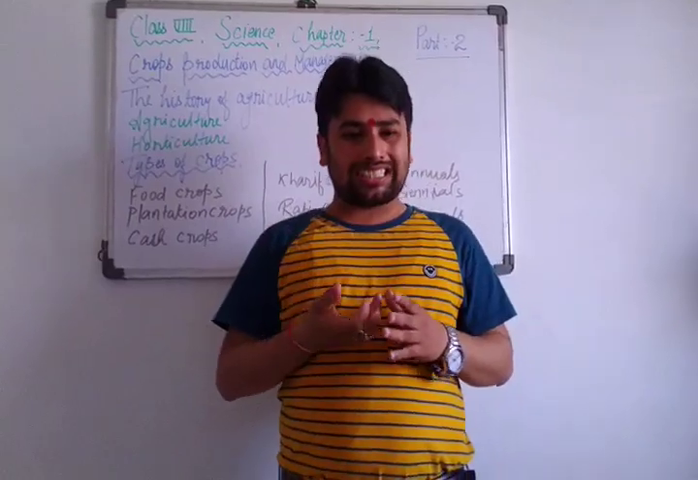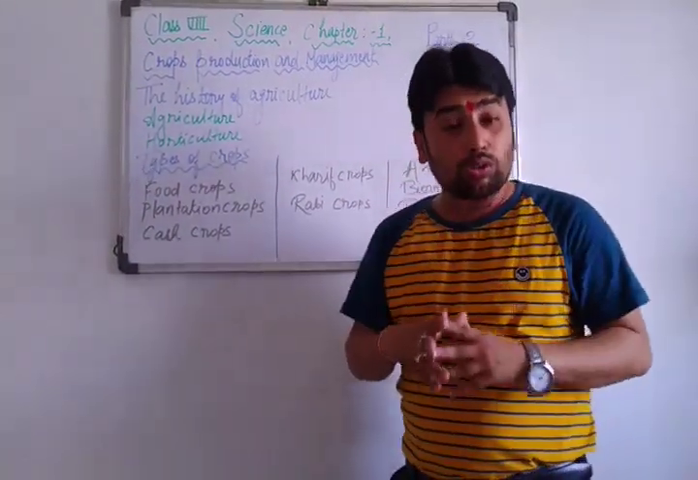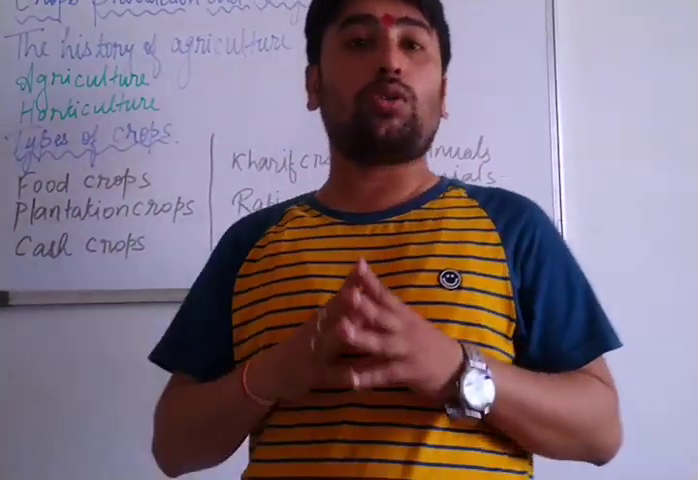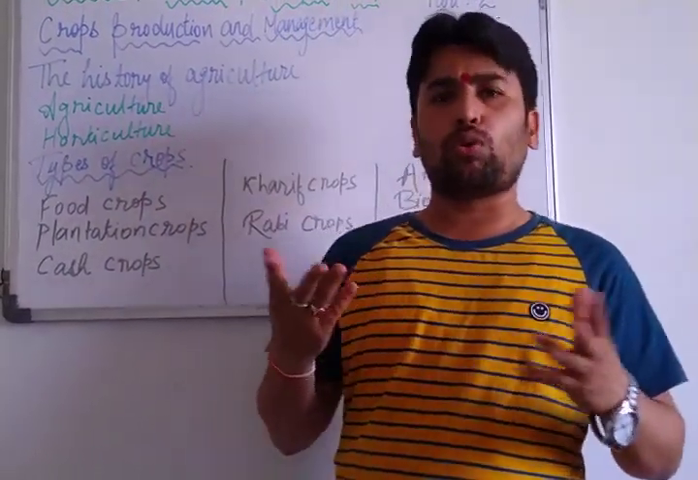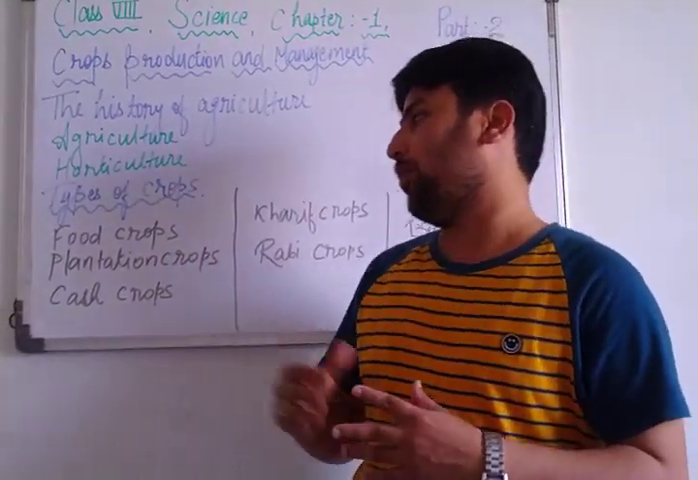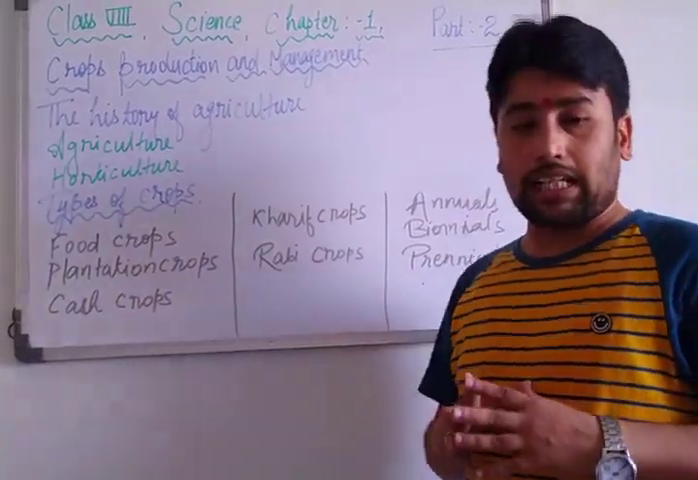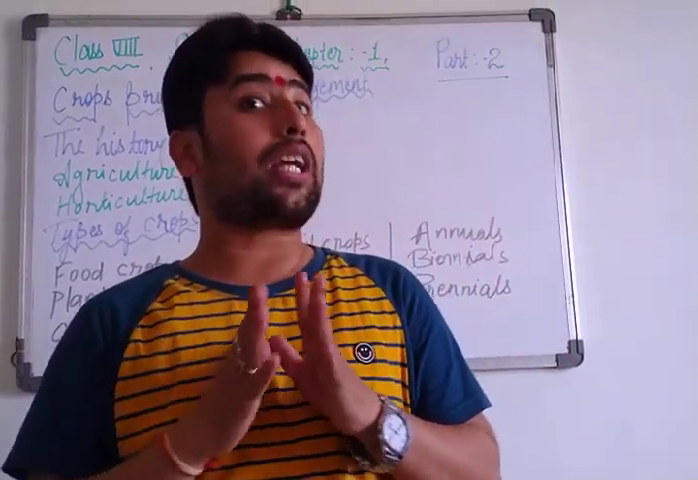Oil seeds, nuts, sugarcane, and other plantation crops also come under cash crops. These crops are specially grown for profit, and they give you more and more cash. That's why they are called cash crops. So we have seen food crops, plantation crops, and cash crops. This was the classification by the purpose for which they are grown for cultivation.